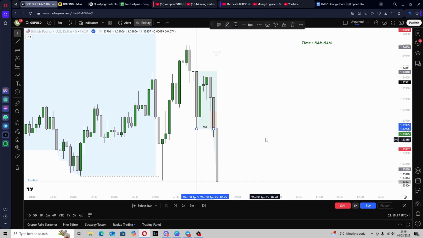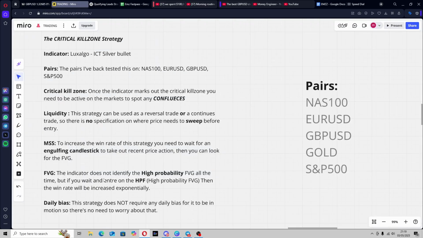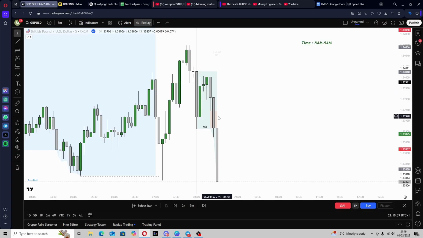As soon as we get this market structure shift, what we need to do from here on out becomes very clear and very simple. The indicator does not identify high probability fair value gaps all the time, but if you wait and enter on the high probability fair value gap, then the win rate will increase so much. The high probability fair value gap is automatically measured and highlighted. As you can see, it's the pink area right here, and this is what we're going to be using to trade. We're trading towards the downside because price swept the lows.